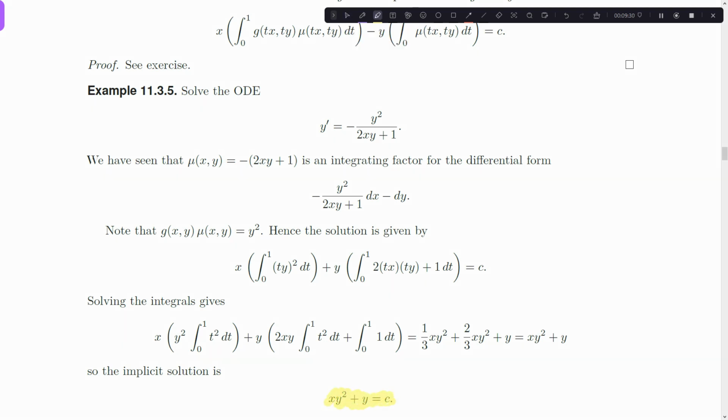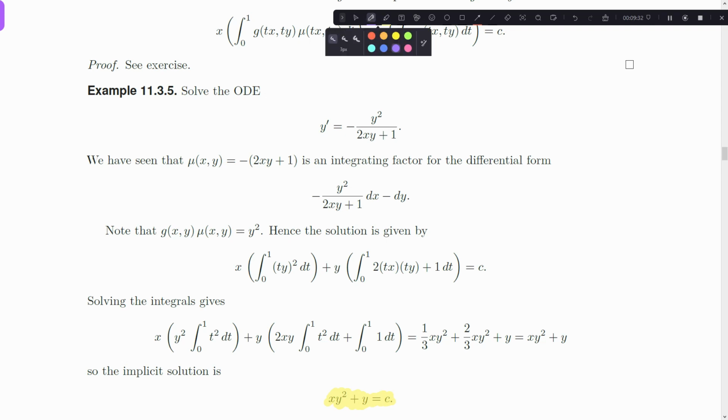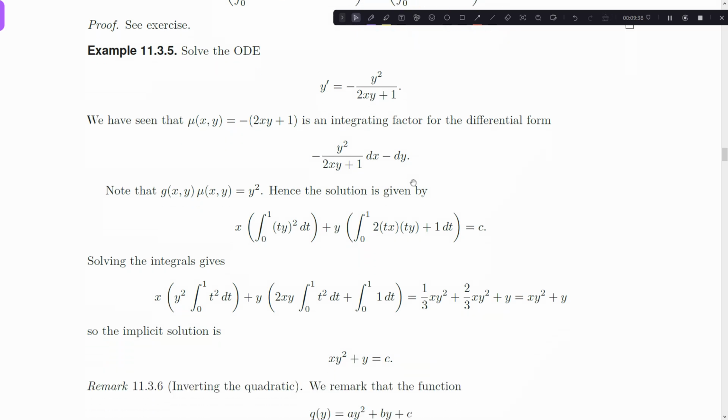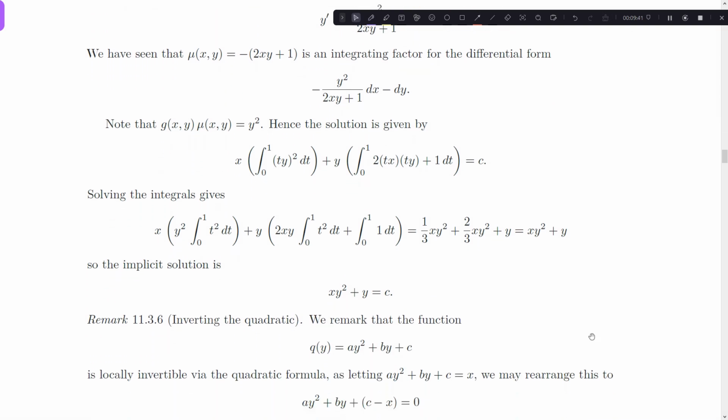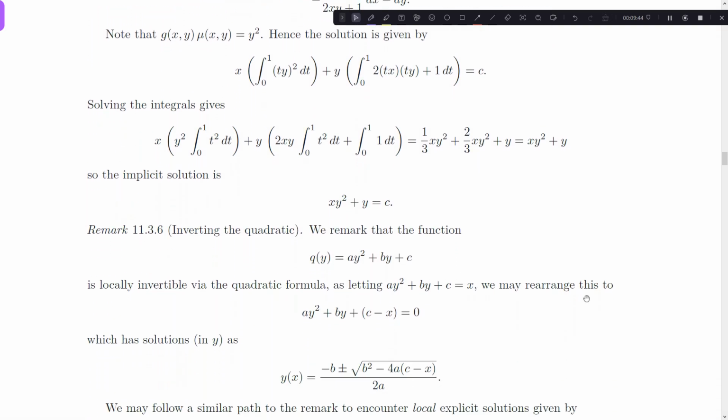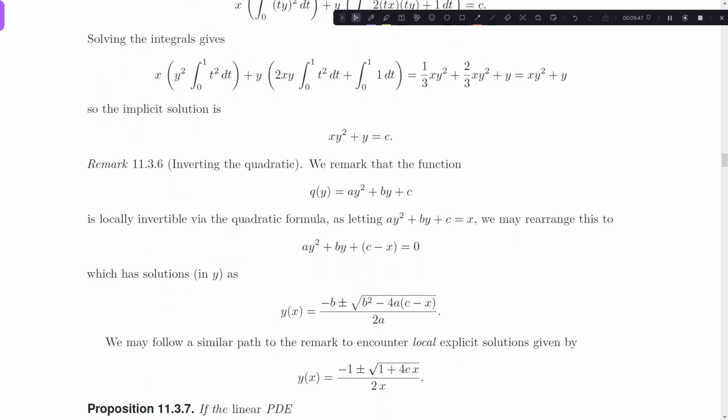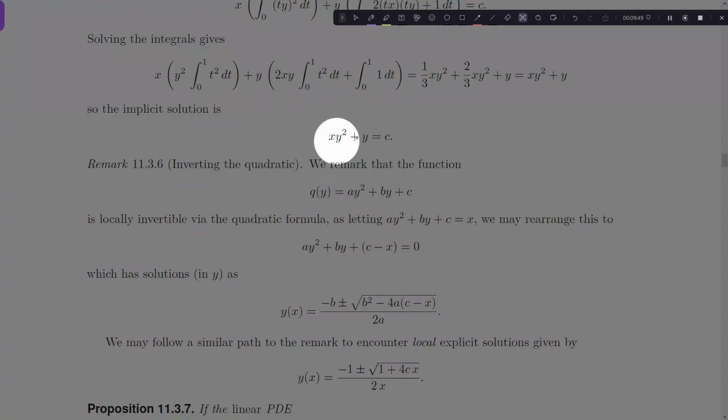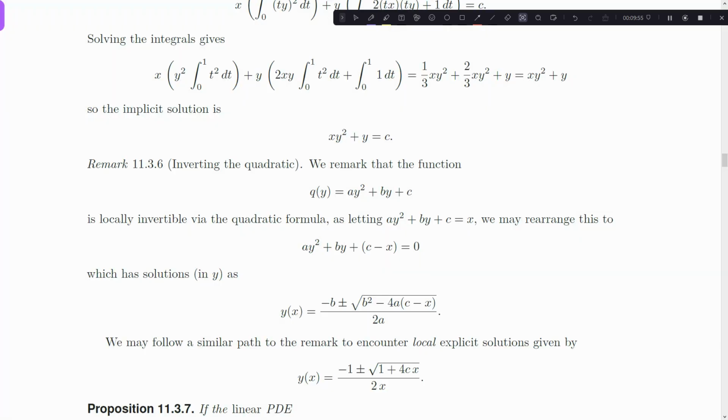I can go ahead and solve this for y, right? This is not the worst to solve for y. I've included a nice little remark here about inverting the quadratic, right? How would one actually solve this for y? You can read through that remark and convince yourself that, given this expression in c, you can solve it for y, and you actually get this expression. y is a function of x. Here's the solution to the original nonlinear ODE.